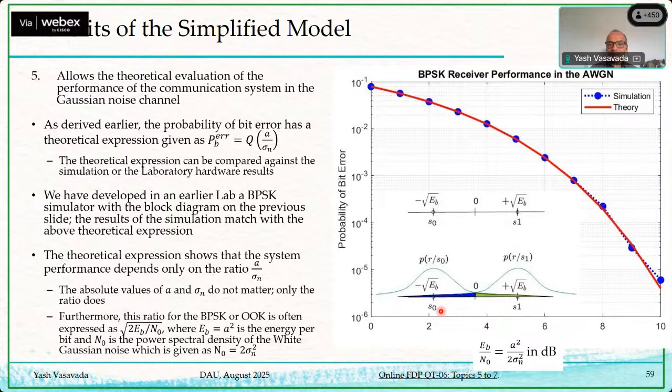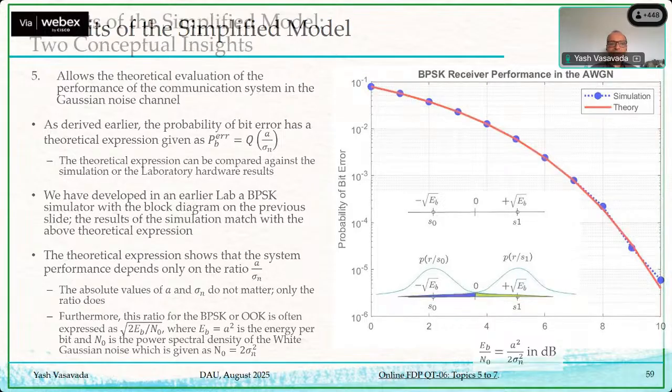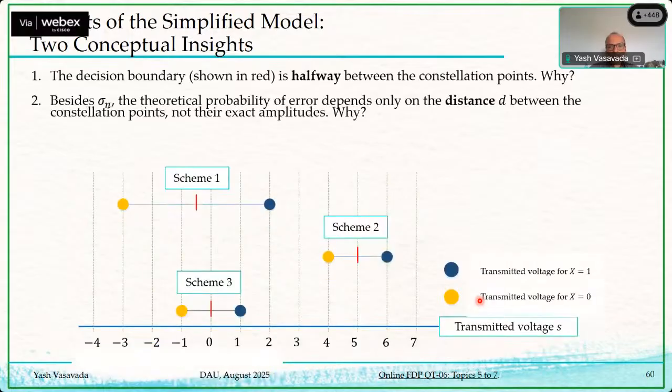It wouldn't matter if I take both S0 and S1, keep the distance between them the same, but add, let's say, a constant of 5 volts or 39 volts or something. It wouldn't matter in terms of the area under the blue and the green, because in terms of the shape, I am not doing anything. So that is the reason why we say that the error probability depends only on the distance between the constellation points.